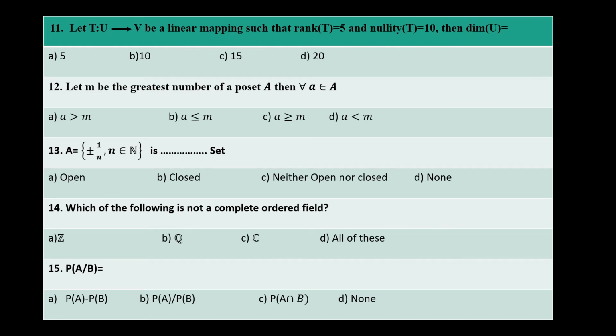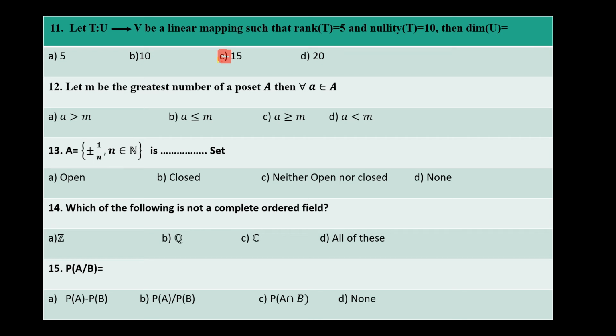Here is a question that says that if we have a linear transformation mapping such that its rank is 5 and nullity is 10, then what would be the dimension of U? By the rank nullity theorem, we can say that the dimension of U will be equal to the sum of rank plus nullity, which will be equal to 15. So here the answer will be the C option. Okay. So here this is an option, we can make a circle on it, so this is C option.